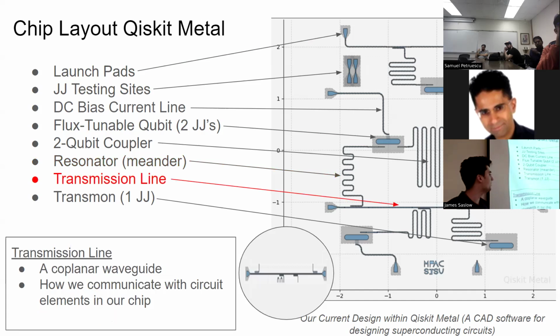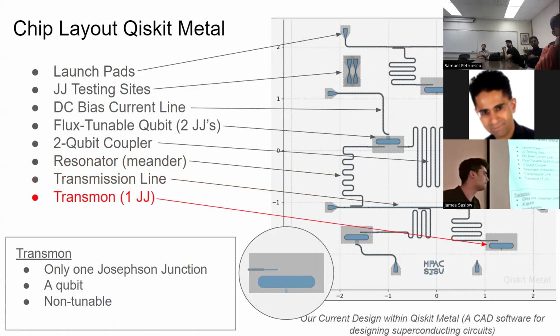And we have the transmission line, which is a coplanar waveguide. This is kind of how we send signals throughout our chip. You can think of the coplanar waveguide as your main freeway, right? So your freeway is kind of like your main road, your main street. And then your signals can diverge through all these other routes here.